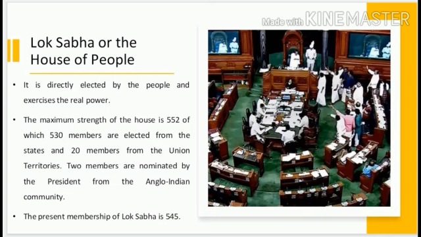Lok Sabha. It is directly elected by the people and exercises the real power. The maximum strength of the House is 552, of which 530 members are elected from the states and 20 members can be elected from union territories. Two members can be nominated by the President from the Anglo-Indian community. The present membership of Lok Sabha is 545.